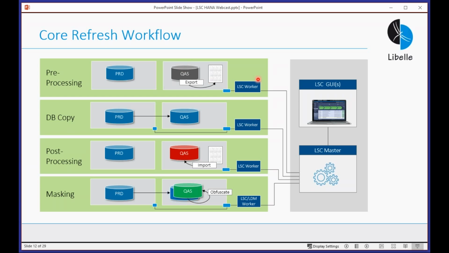We start with pre-processing, exporting all settings we want to keep. We do a database copy from source to target. We do the import after the database copy. And optionally, we can do the masking so that data is obfuscated after the refresh.